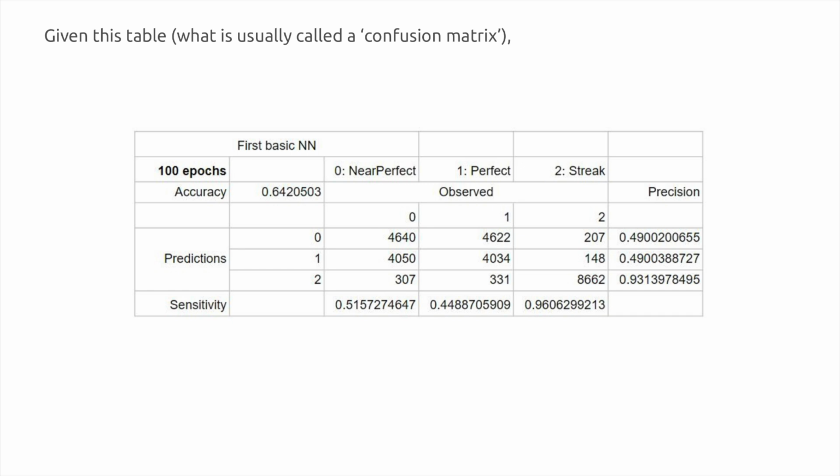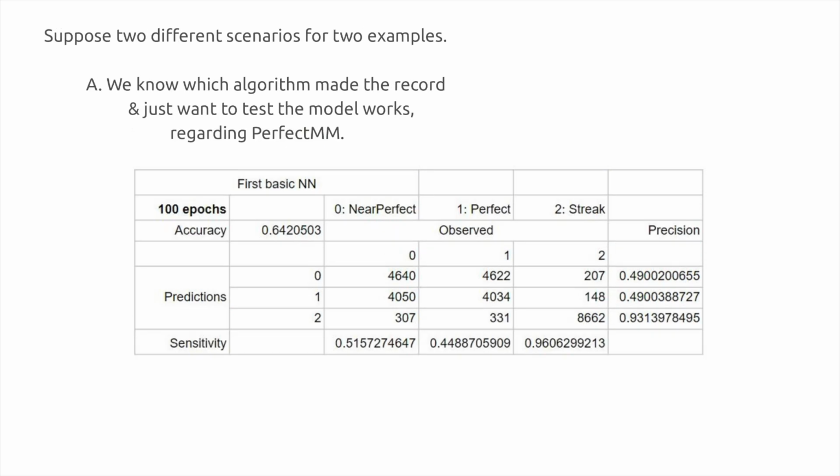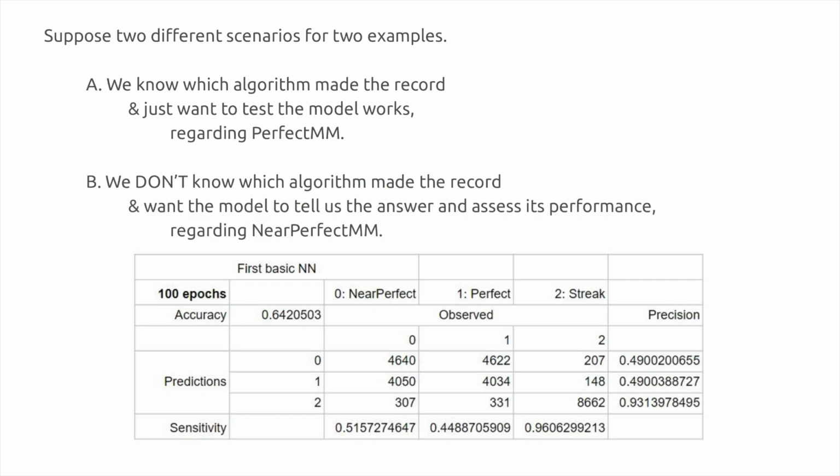Given this table, what is usually called a confusion matrix, suppose 2 different scenarios for 2 examples. A. We know which algorithm made the record and just want to test the model works regarding perfect MM. B. We don't know which algorithm made the record and want the model to tell us the answer and assess its performance regarding near perfect MM.